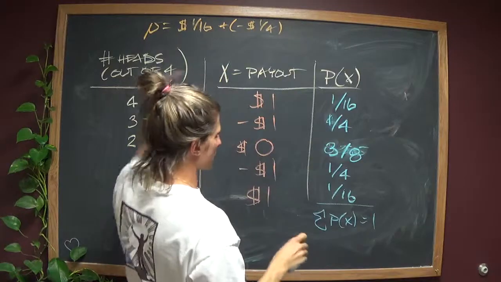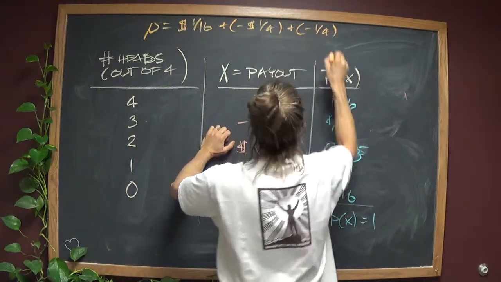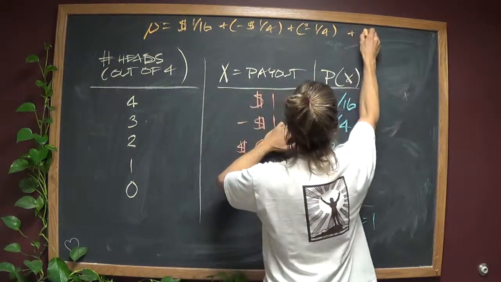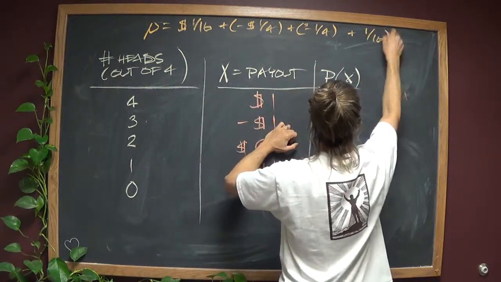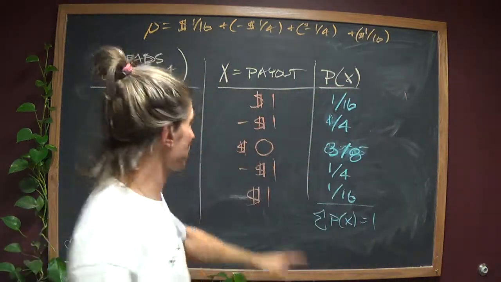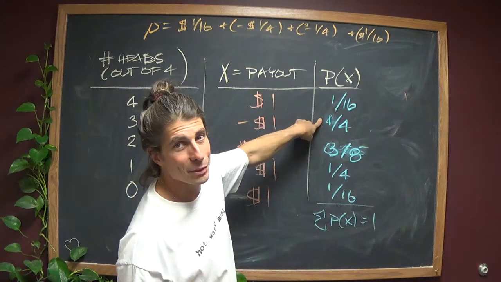This cancels, that doesn't count as anything. Another negative 1/4. I'll put a $ sign maybe. And then another positive 1/16. So you can see what's going on here. You're losing money on average because even though you pay me the same amount that I pay you, you get it 4 times as often as I do.